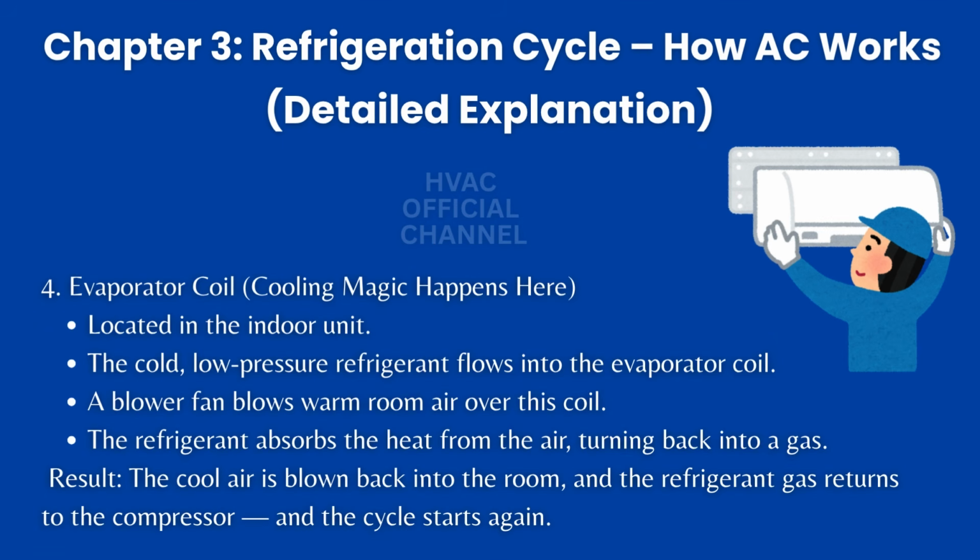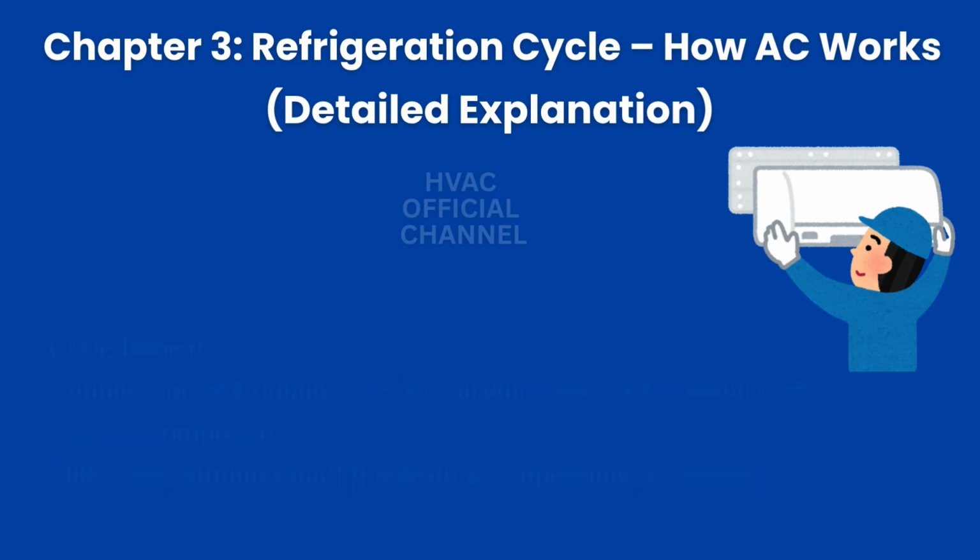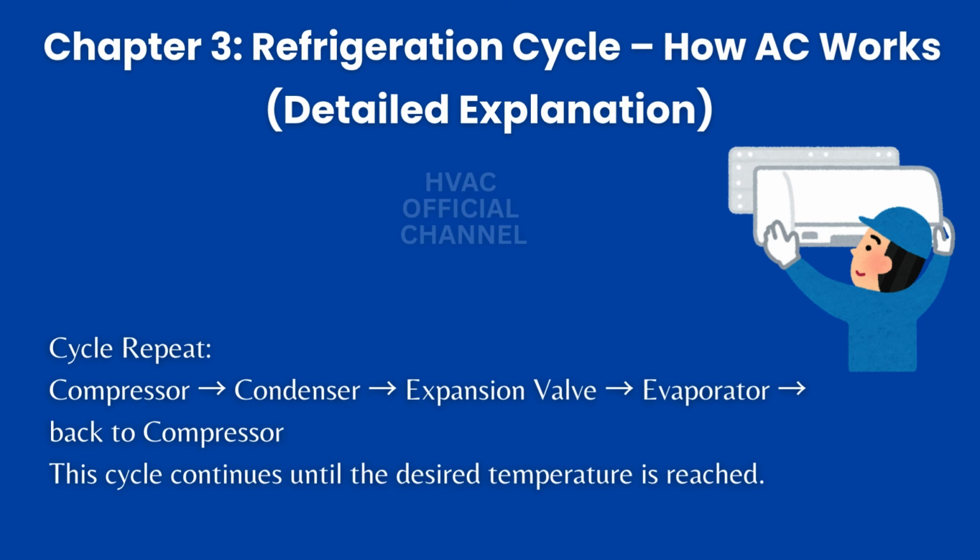4. Evaporator coil. Cooling magic happens here. Located in the indoor unit, the cold, low-pressure refrigerant flows into the evaporator coil. A blower fan blows warm room air over this coil. The refrigerant absorbs the heat from the air, turning back into a gas. Result: the cool air is blown back into the room, and the refrigerant gas returns to the compressor. And the cycle starts again. Cycle repeat. Compressor, condenser, expansion valve, evaporator, back to compressor. This cycle continues until the desired temperature is reached.